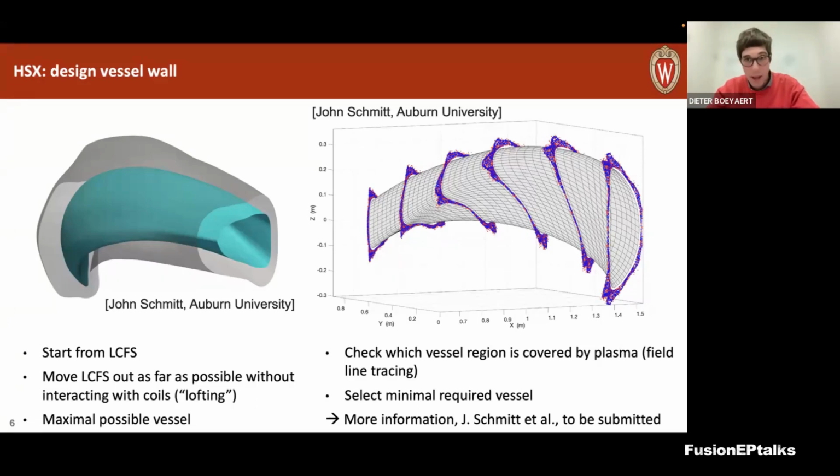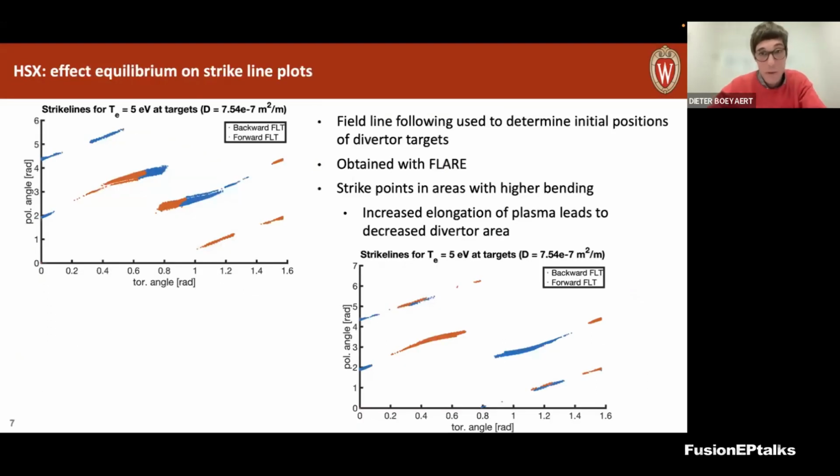So we say now, okay, we have our vessel. Now we have to check what the locations are where we expect that we will have our strike lines, so the locations where we really put our divertor plates. And that we do with the field line follower FLARE, which is developed by Henke Frerichs at University of Wisconsin.